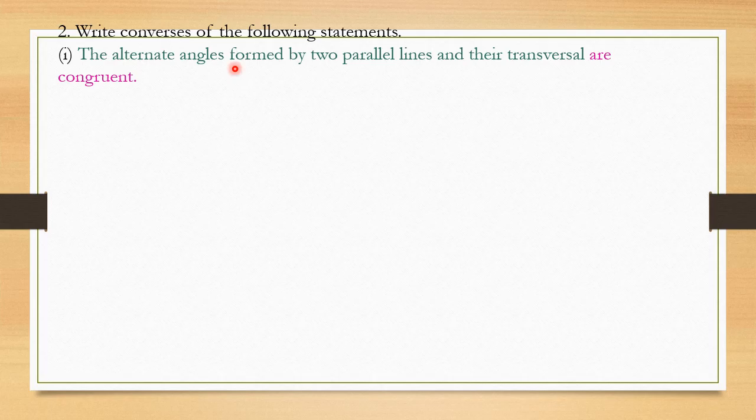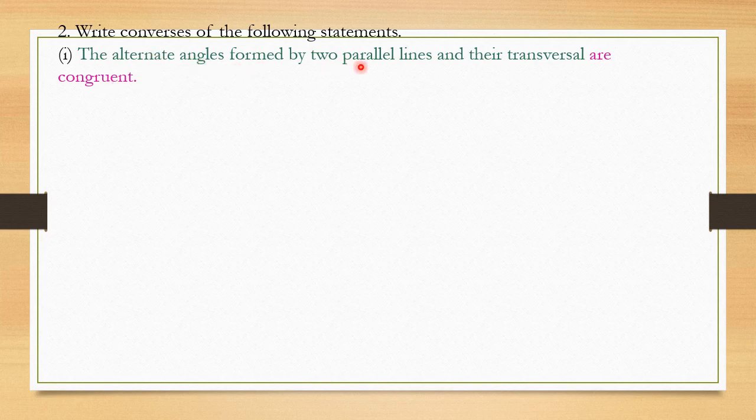First example is, the alternate angles formed by two parallel lines and their transversal are congruent. So here you can see that if-then statements, a conditional statement, is not given. Only a normal statement is given. At that time you have to first convert that normal statement into if-then form, a conditional statement, and then you have to write the converse. So to write down the conditional statement of this normal statement, what do we have to do? We have to ask the question when. So when are the alternate angles formed congruent to each other? When do we get these alternate angles?